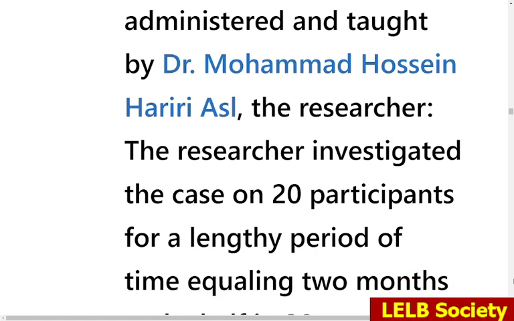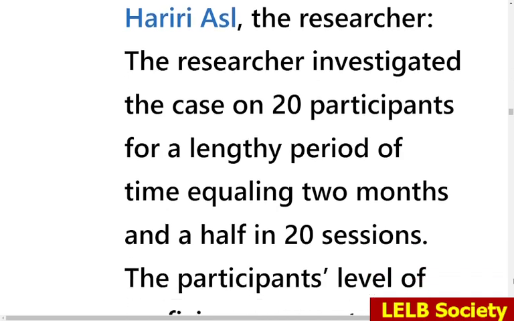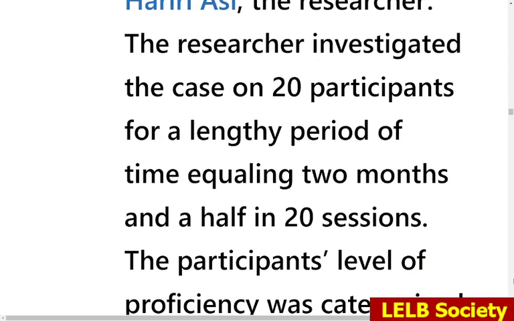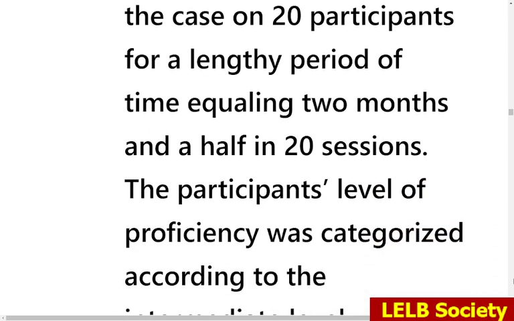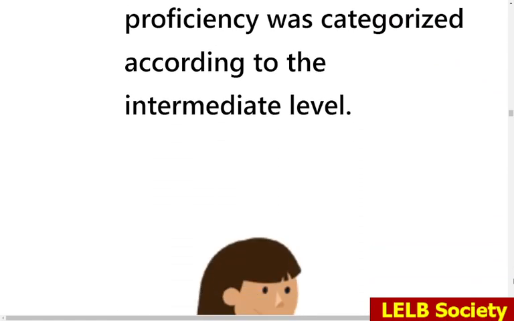The researcher investigated the case on 20 participants for a lengthy period of time, equaling 2.5 months in 20 sessions. The participants' level of proficiency was categorized according to intermediate level.